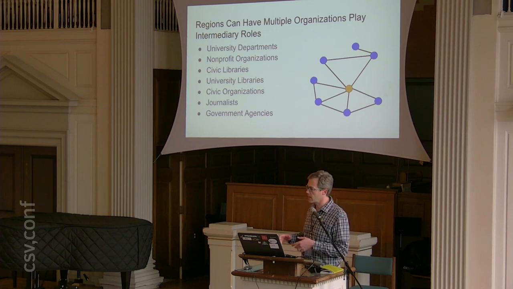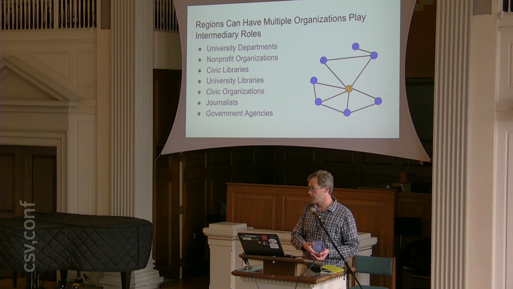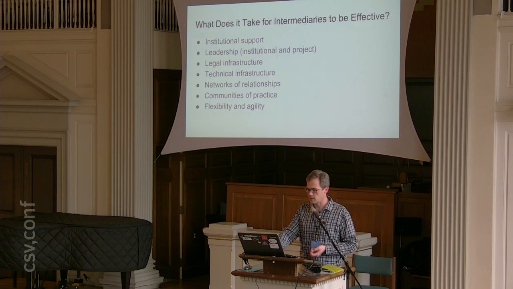And so if you think about it as a network, the requests or the needs come into any node on this network, and if everybody's connected, they can flow. So if there's a question that we get from a local government agency about privacy, we can relay that to the university librarians. Or if somebody has an idea for a training workshop, we can connect them, or they can go and connect with the civic libraries. So it's one way that we look at intermediaries.